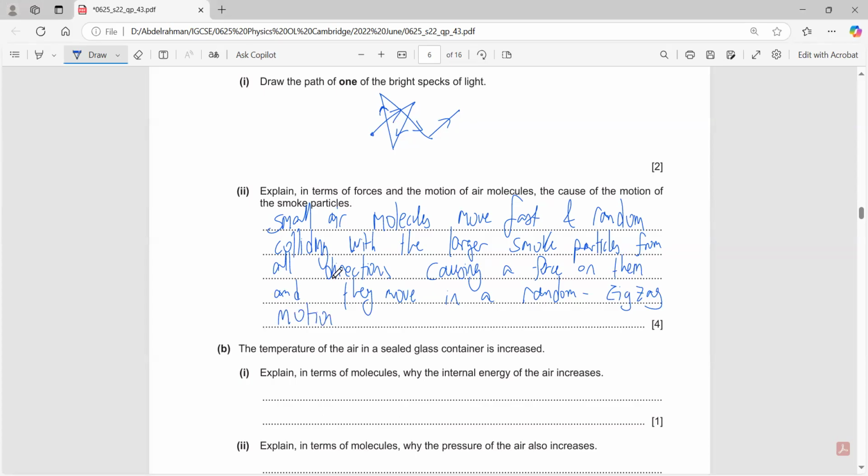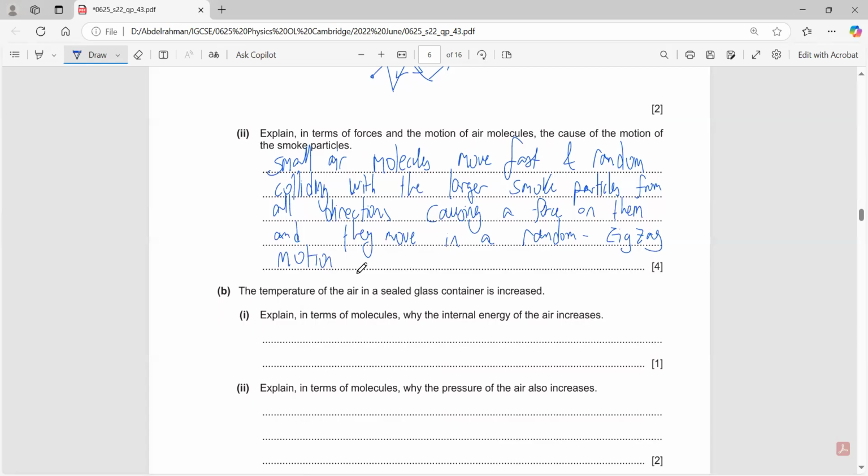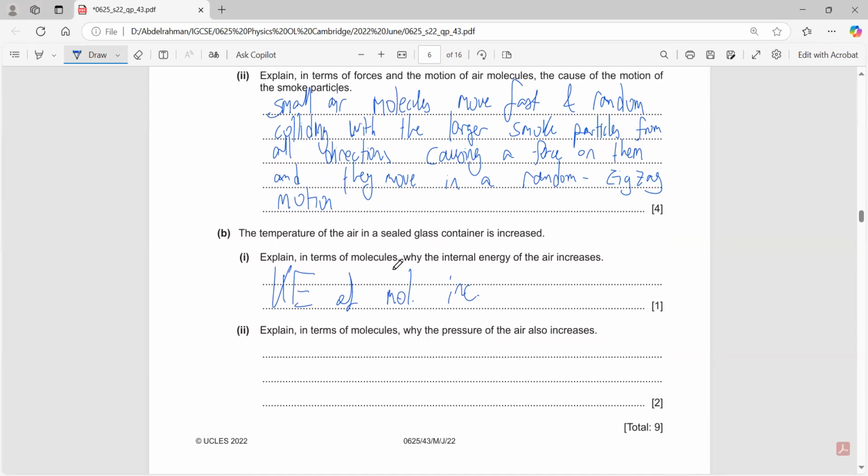The temperature of the air in a sealed glass container is increased. Explain in terms of molecules why the internal energy of the air increases. Because the kinetic energy of the molecules increases. Explain in terms of molecules why the pressure of the air also increases as you increase the temperature. The kinetic energy increases, as we said, so they move faster and the molecules hit the walls harder and more frequently.